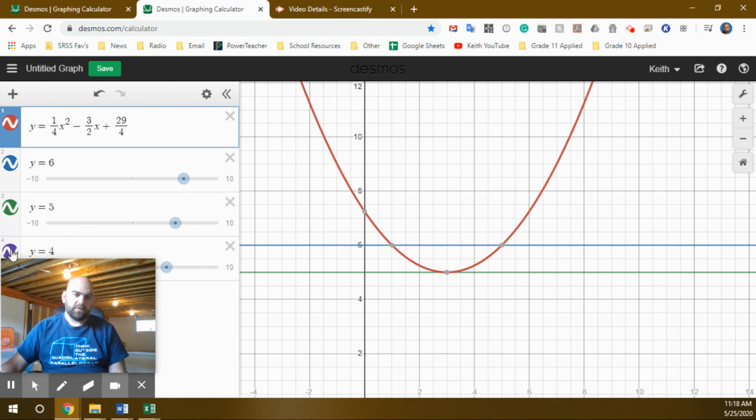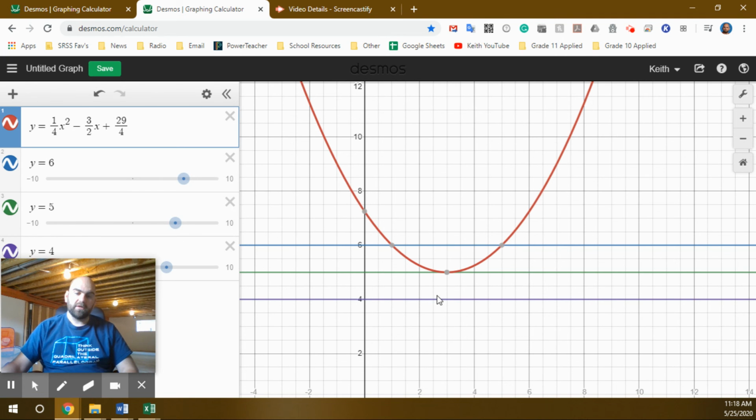If we put in the last one here, y equals 4, y equals 4 is this line right here. It does not cross our parabola at all. So in other words, there are no values. There's no solution to this question, and so we have to watch out for that. There is no value of x which will give a y value of 4 in this quadratic. So be very careful on that. Be aware of that as well.